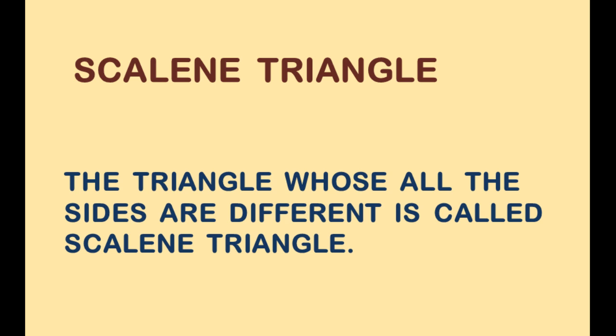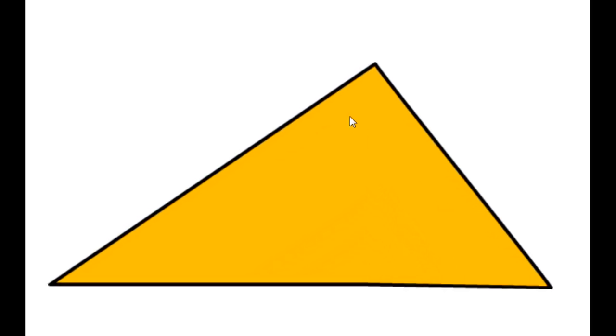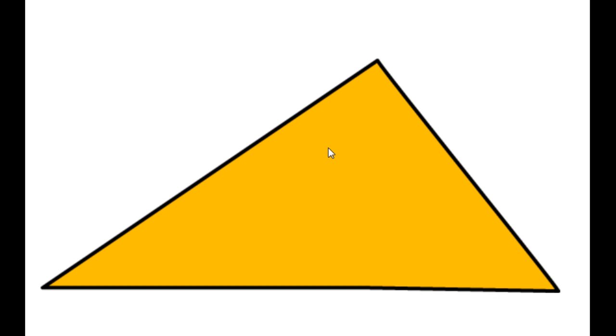So the name is scalene triangle. So the triangle whose all sides are different, it means all the three sides are not equal. Length of all three sides do not match. So all three are different. Such a triangle is known as scalene triangle. So here is an example. So all three sides are of different length. So this is a scalene triangle.